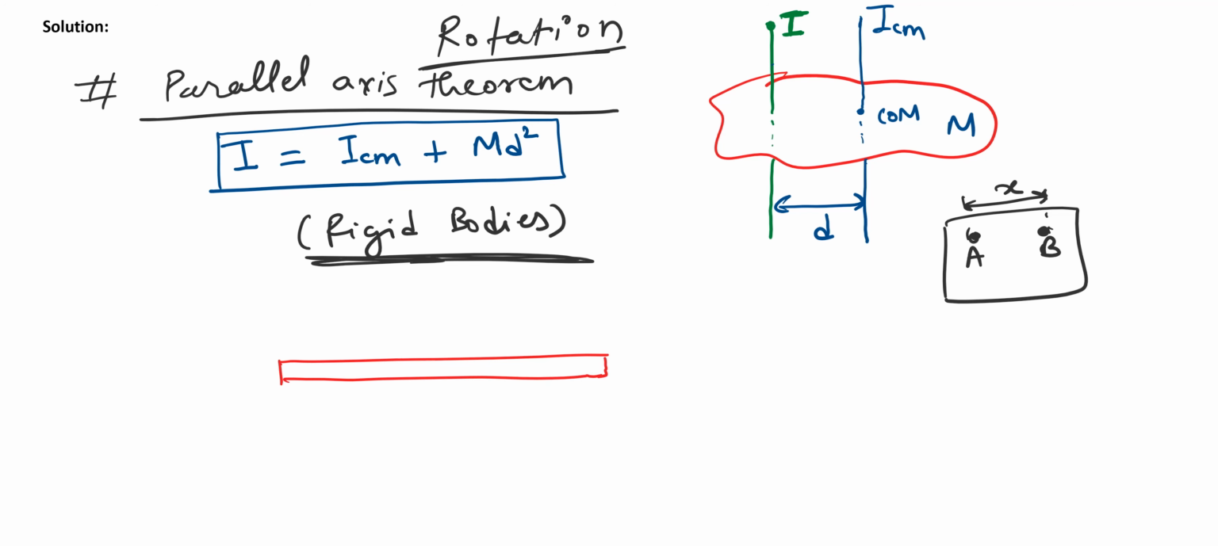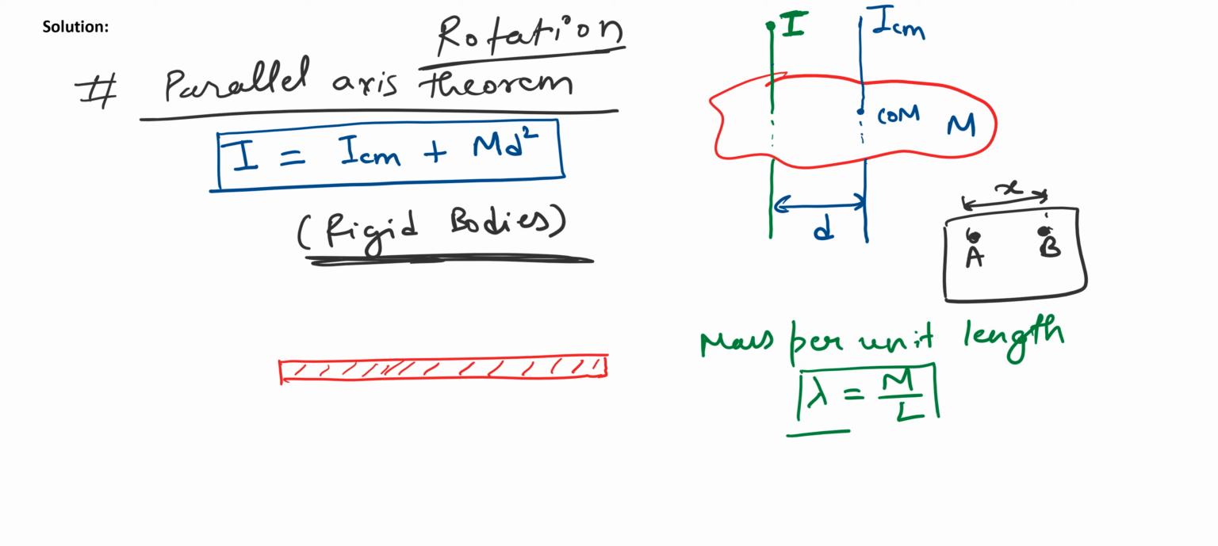A uniform rod. What is the meaning of a uniform rod? That the mass is uniformly distributed across its length. So we can say mass per unit length, or lambda, is equal to m by L. This is also known as linear mass density.